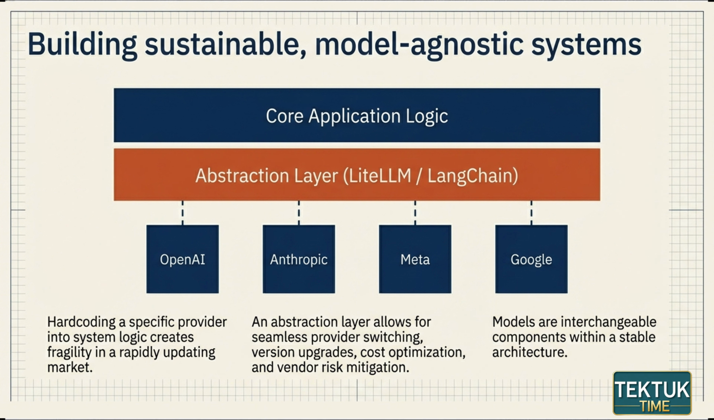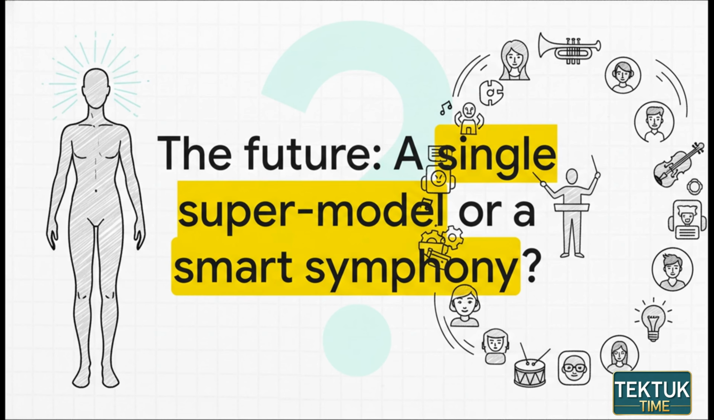So let's end on this thought. I think we're all kind of waiting for the next supermodel that can do absolutely everything. But maybe that's the wrong way to look at the problem. Maybe the future of AI engineering isn't about finding that one solo genius, but instead, it's about becoming the conductor of a smart symphony of many specialized models, each one playing its own part perfectly.